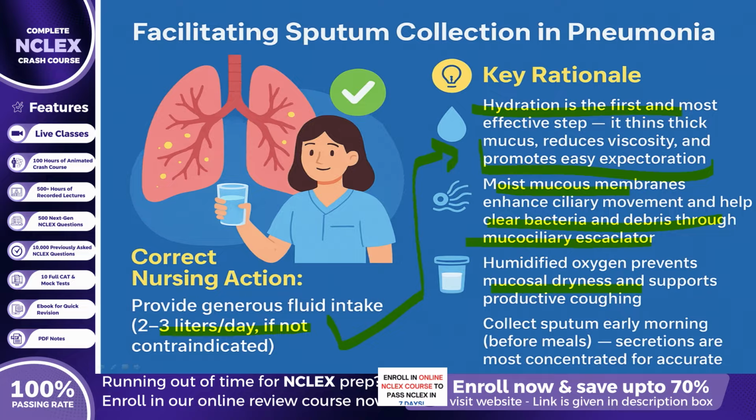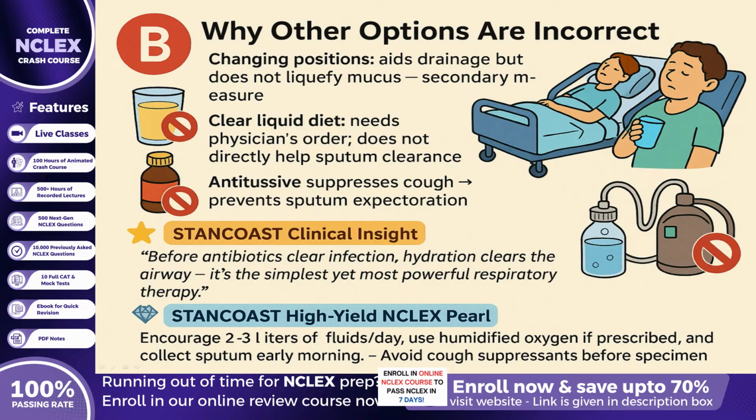Looking at the other options, Option B, encouraging the client to change positions regularly, is beneficial for lung expansion and drainage of secretions, but does not directly liquefy or loosen thick mucus. It serves as a secondary measure rather than the primary one.